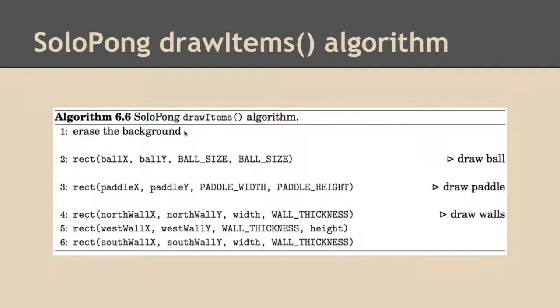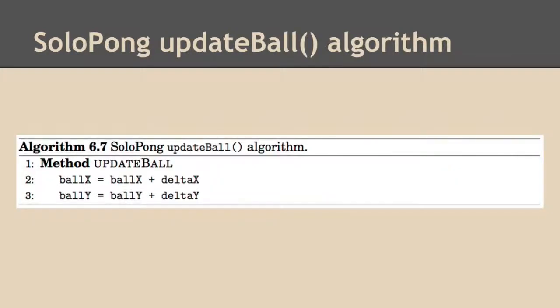Okay? Moving on. Draw items. Well, this will erase our background so that we have a smooth animation, and then draw our ball, our paddle, and our 3 walls. So it's just a total of 5 rectangle calls using variables and constants that we've defined before. Update ball. That algorithm is very simple. All we have to do is increment the ball x and ball y coordinates by a certain value, delta x, delta y, and those are the speed components of the ball in each direction.